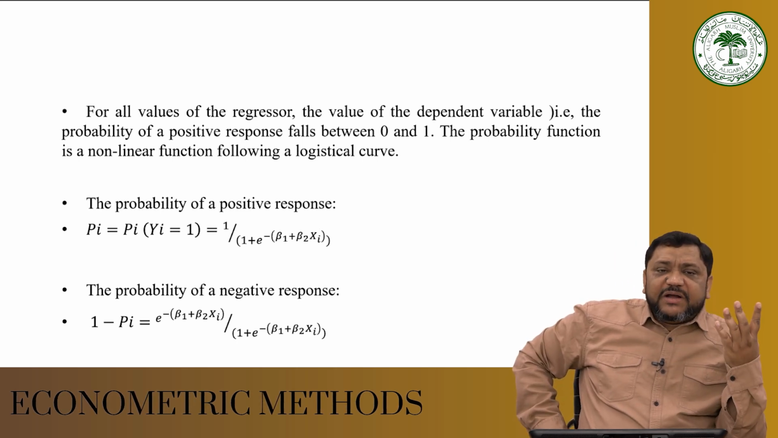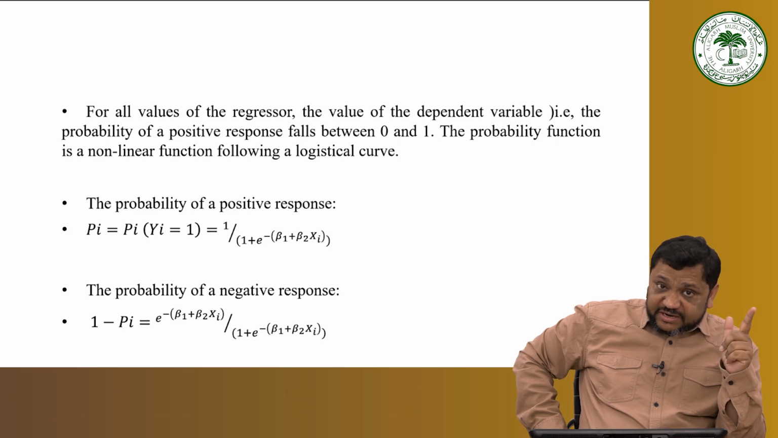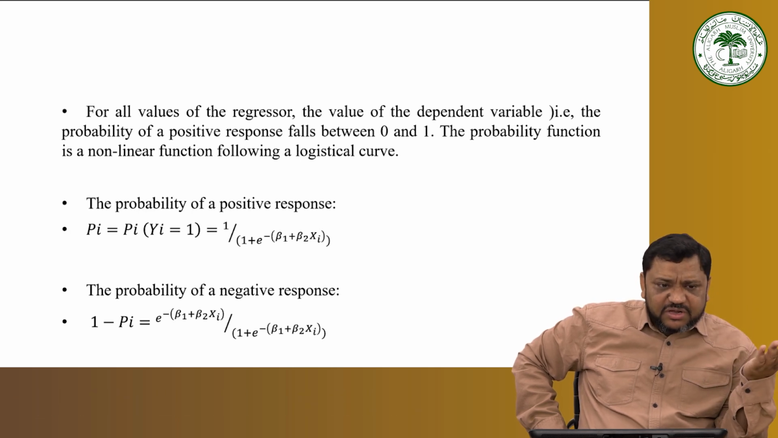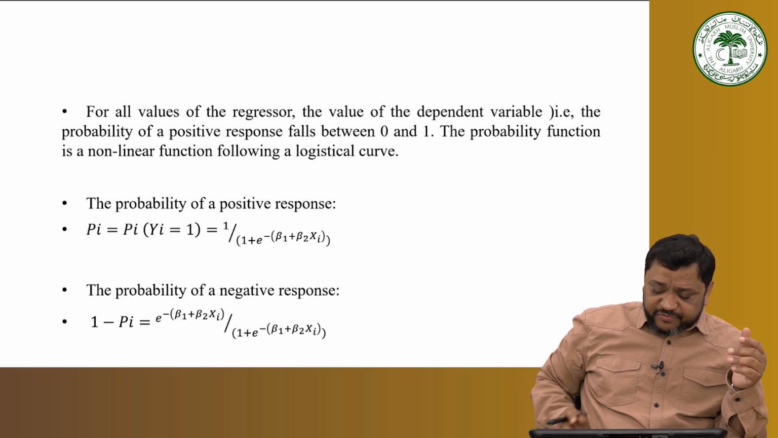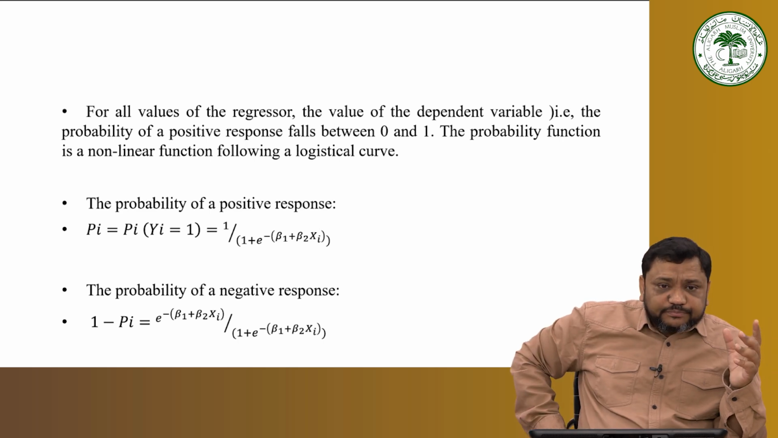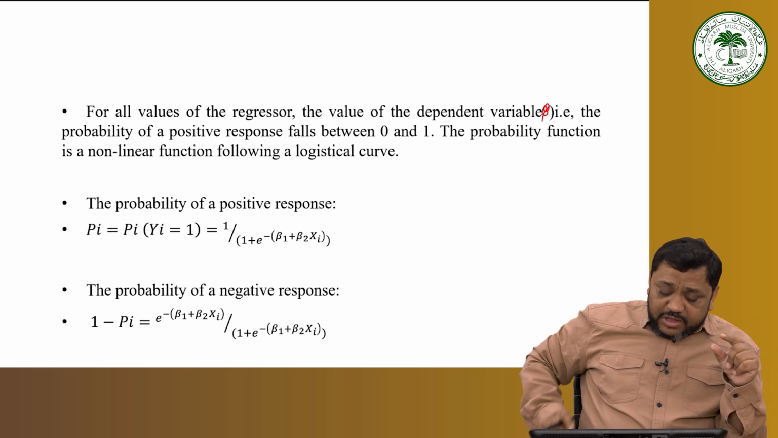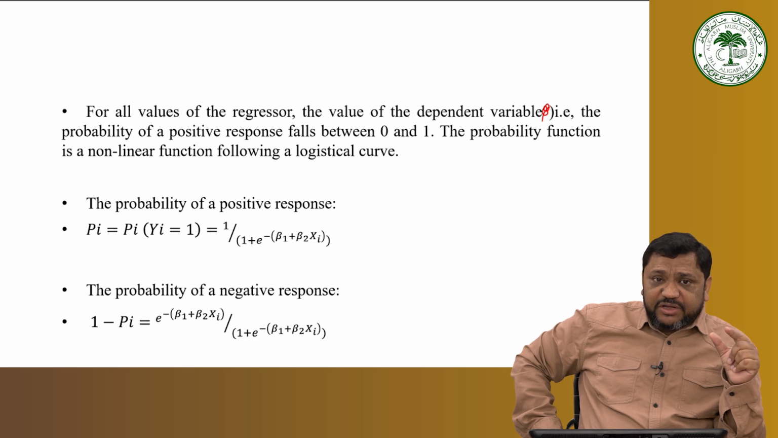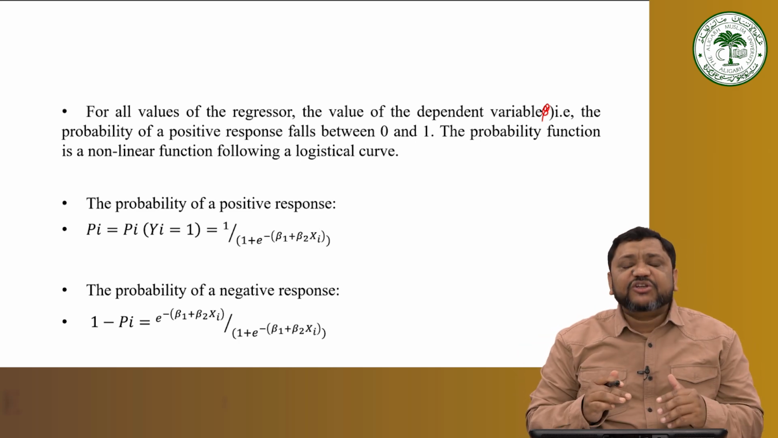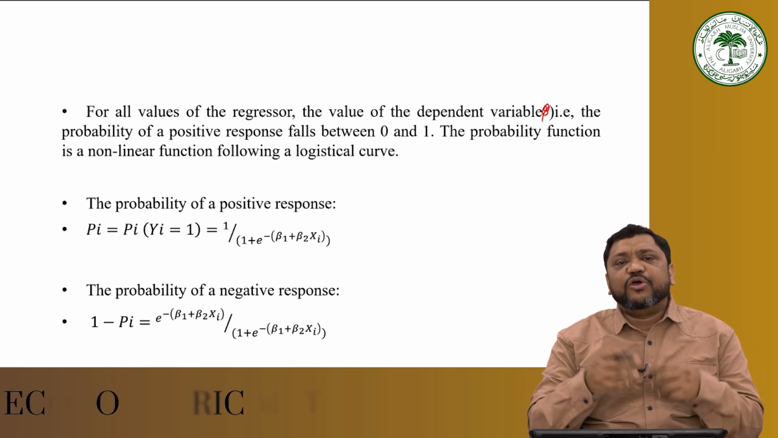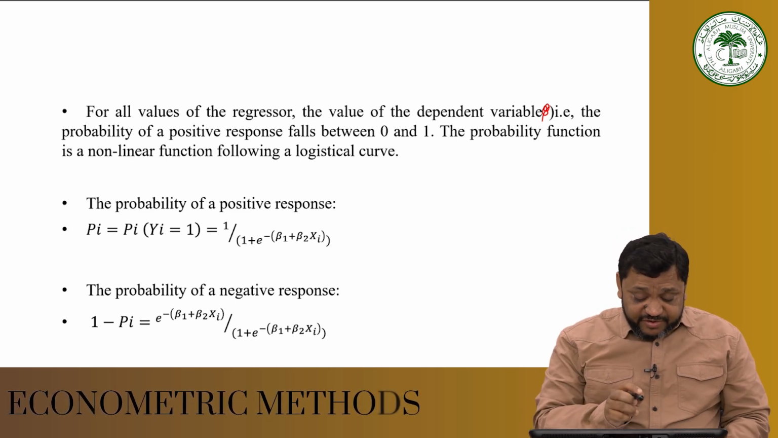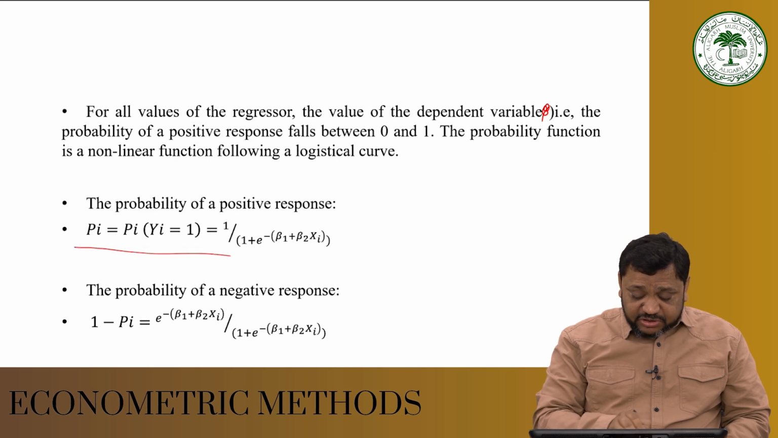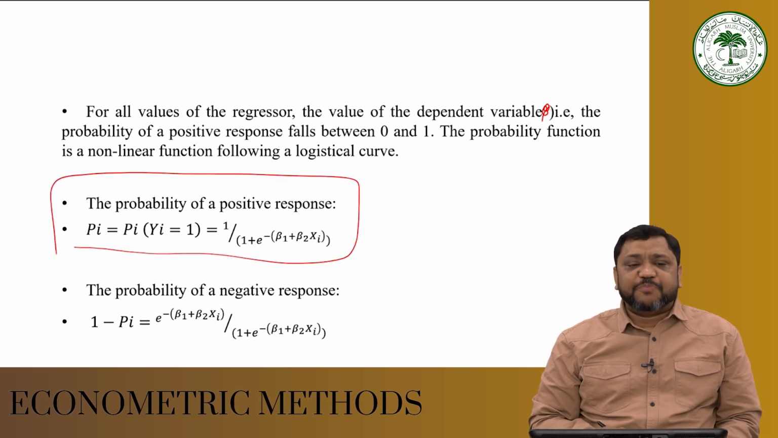So this probability function, the second thing, falls between 0 and 1. We have seen that for all values of the regressor, the value of the dependent variable, that is the probability of a positive response, falls between 0 and 1. The second important thing here is that the probability function is a non-linear function following a logistic curve. We now represent the probability of a positive response.